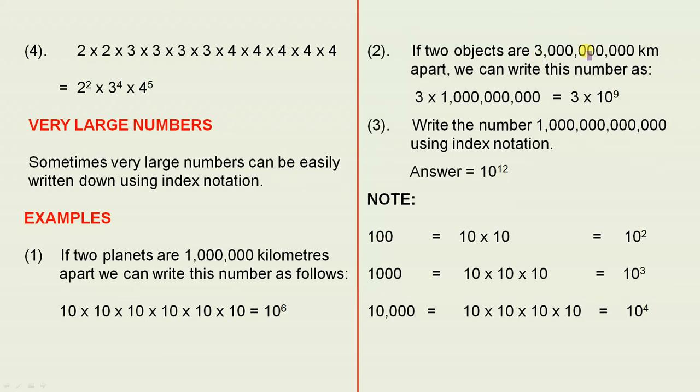The 3 billion, which is 3 times 1 billion, here you have 9 zeros, that's why it's 10 to the power of 9. Here you have 12 zeros, that's why it's 10 to the power of 12. So that's just to show you how we can write the answer very quickly just by looking at the number of zeros.